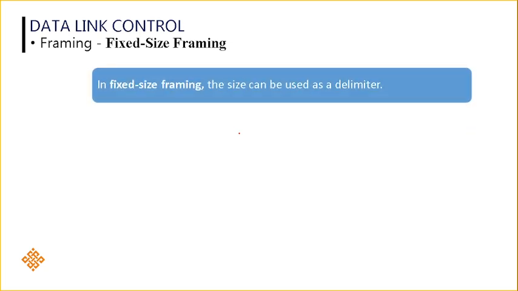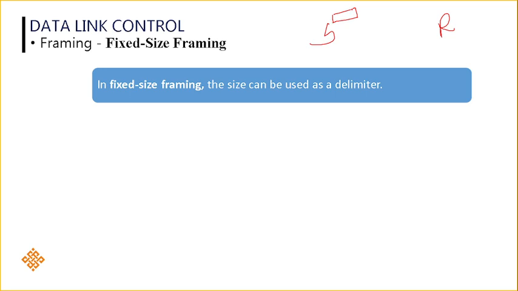So there are two types of frames. One we call a fixed size frame. The other one is the variable size frame. In the case of fixed size framing, the size can be used as a delimiter. For example, whenever the sender is sending some data to the receiver, I can say that every frame contains 10 bits. So the 10 bits itself is the indication of one frame from another.